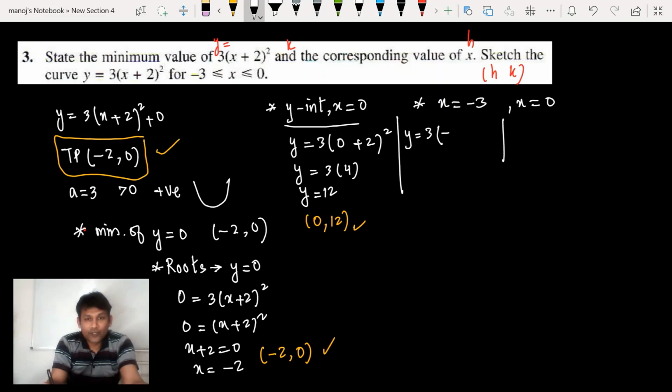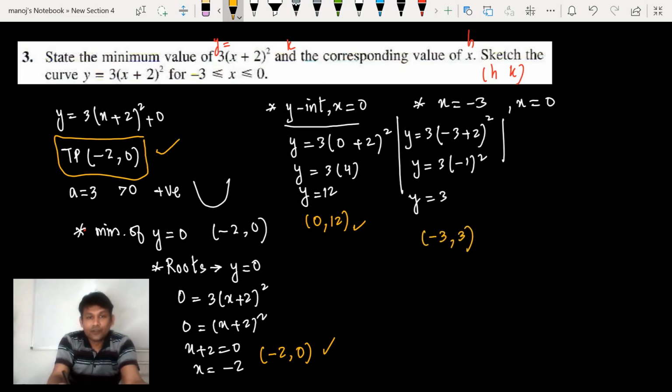3 minus 3 whole square. 3 minus 3, this is negative 1. 2 squared is 1, squared is positive, and 3. So it means your coordinate is minus 3 comma 3. 4 coordinates.